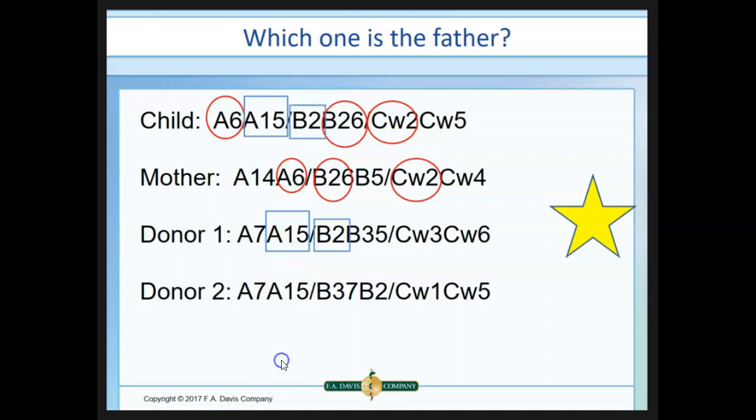B2 in the child, oh, B2 could have come from donor 1. Then CW5, oh, there's no CW5 in donor 1. So donor 1 is not the father.